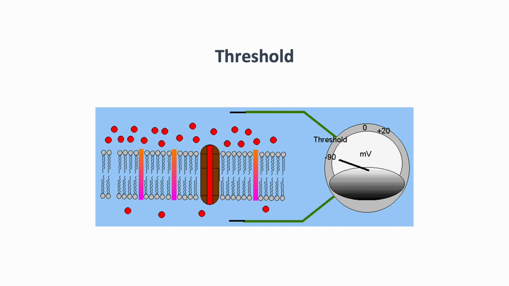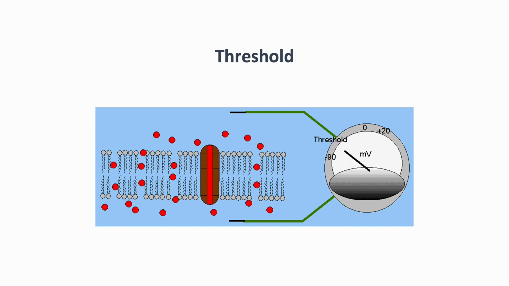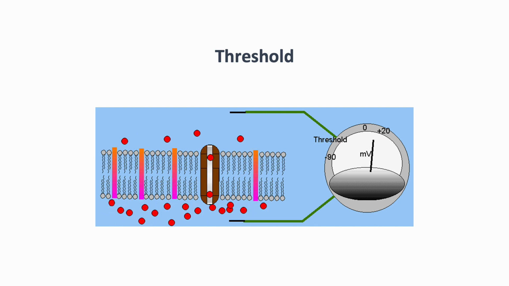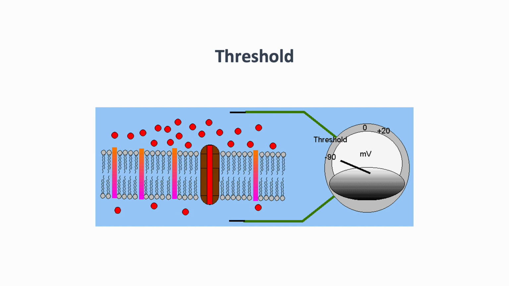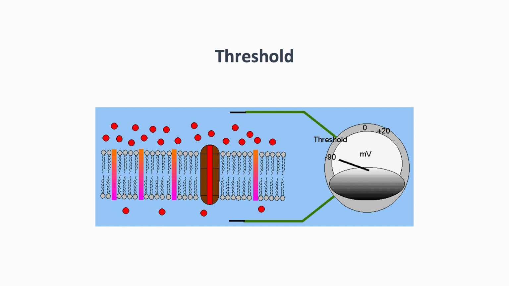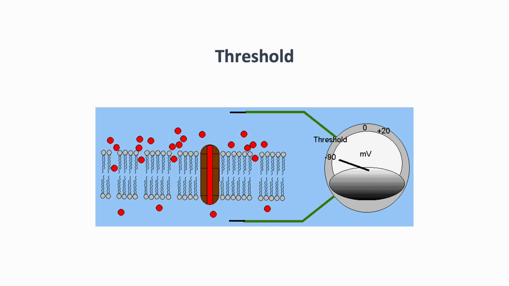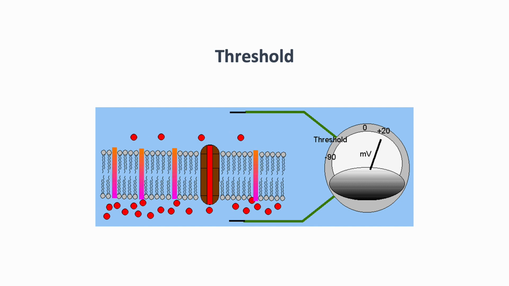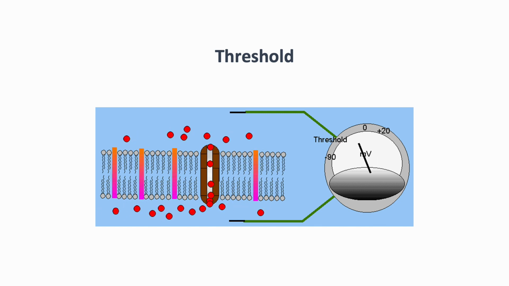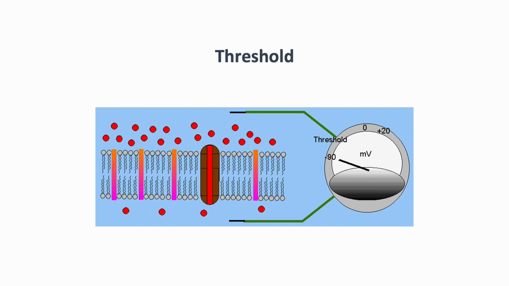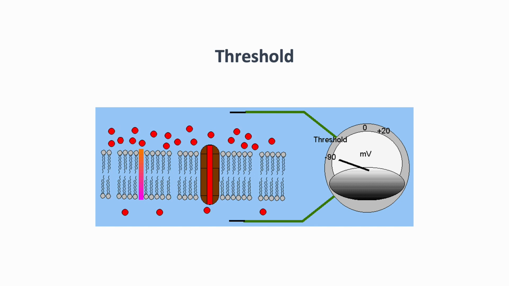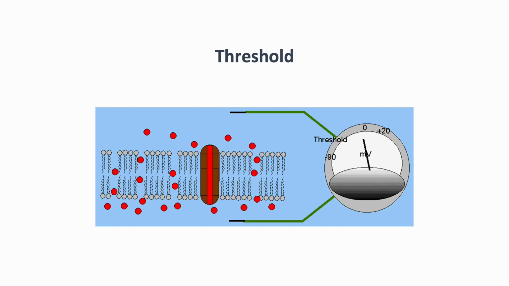In order to understand threshold, first we need to go back and review the basics of membrane potential. Again, this is extremely important. If you don't understand that, then you're not going to understand threshold. As we discussed earlier in the previous slides, membrane potential is the difference in electrical charge across the cell membrane. And we said that in a resting neuron, the membrane potential is negative inside the cell relative to the outside. We're going to be using the example of about minus 70 millivolts.